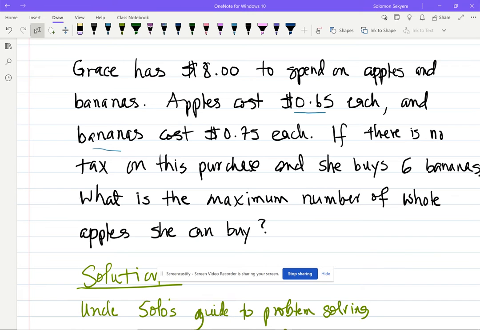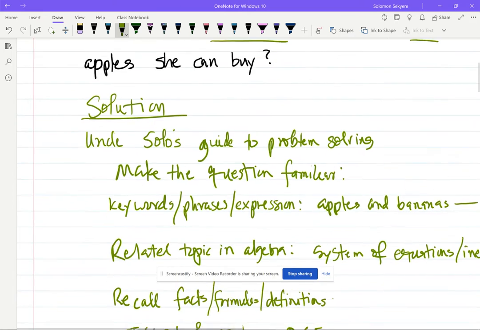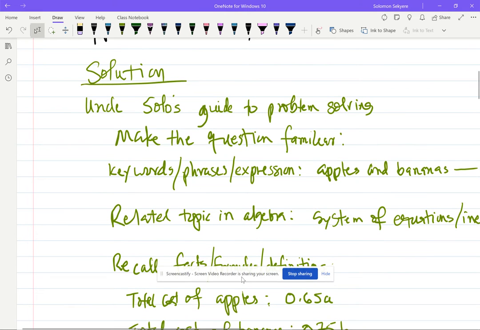Okay, so we have Grace has $8 to spend on apples and bananas. Apples cost 65 cents each, and bananas cost 75 cents each. If there is no tax on this purchase and she buys six bananas, what is the maximum number of whole apples she can buy? Okay, so let's get to work on this one.